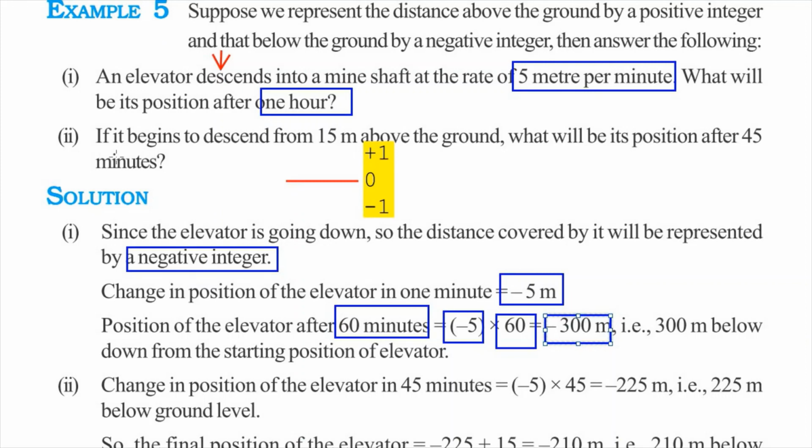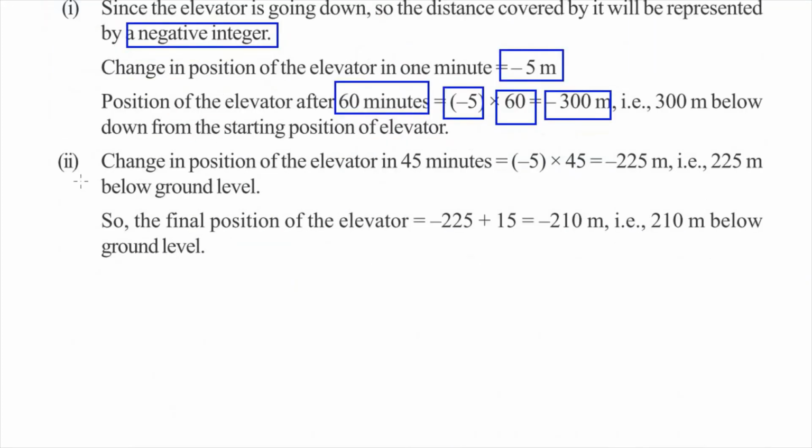Next, if it begins to descend from 15 meters above the ground, what will its position be after 45 minutes? So instead of starting at 0, the elevator is starting somewhere high up at 15 meters above the ground. It is moving down for 45 minutes at the rate of 5 meters per minute. Let us look at the solution.